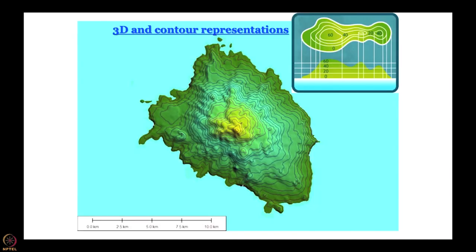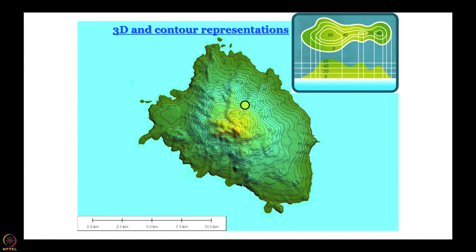Okay. Now, the way we represent this is by using a three dimensional representation. And since we cannot represent it, unless we draw a model, if you want to draw on paper, the most convenient way of doing it is to use contours. Those who have studied geography to some extent, or those who are interested in maps, will have seen maps like this. What you see here is the map of an island, right.